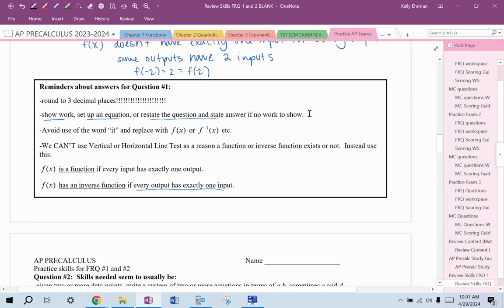And then again, I already said this, but we cannot use vertical and horizontal line test as the reason. If you write it on your paper, it doesn't count. It's not that you can't write it down, but it doesn't count. If they're asking is f a function, you have to put every input has exactly one output. But the question they keep asking us is right here. Does f have an inverse? It has an inverse if every output has exactly one input. That is the horizontal line test, just in words.